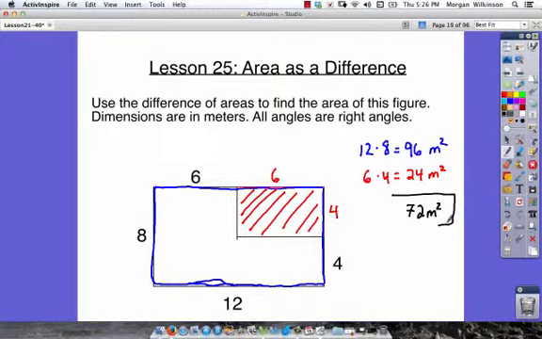This is a good way to attack a problem like this. We outlined the whole shape, we found the area of the whole shape, and then we took away what we didn't want. And for us in this example, that was the red shaded region. Let's look at our next example.